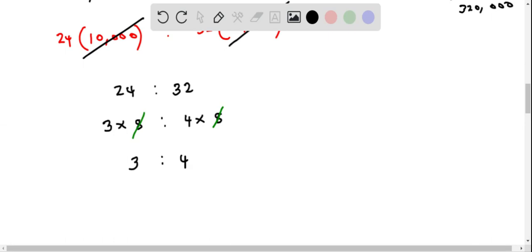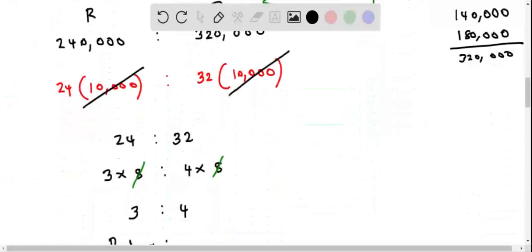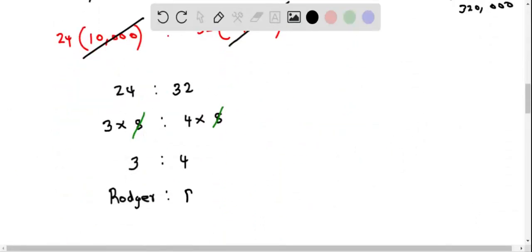So therefore the ratio of Roger to the next person, Dodger, is 3 is to 4.